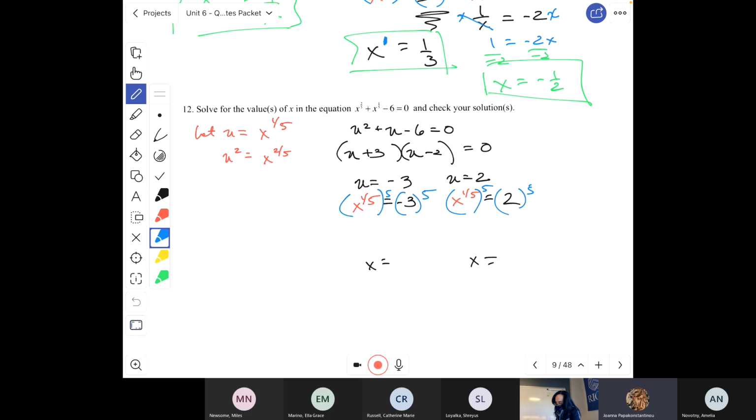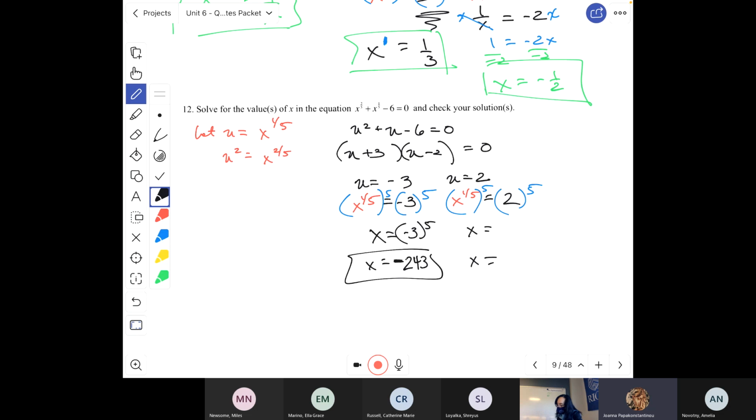So what is x equal? X equals negative 3 to the 5th power. Negative 3 times negative 3 times negative 3 times negative 3 times negative 3, repeated by multiplication 5 times. So what is that going to equal? It's exactly what? 243. Beautiful. Negative 243.